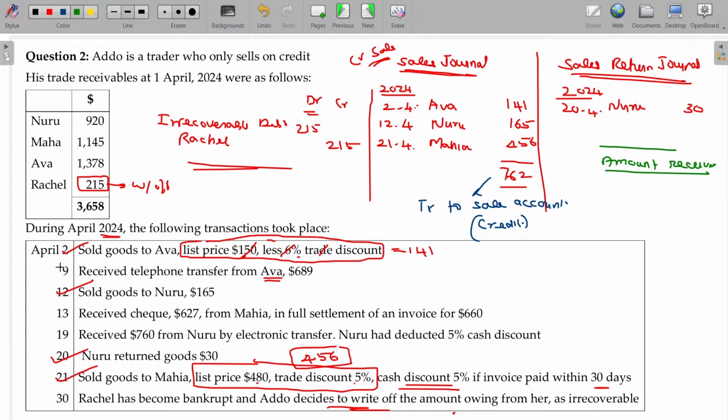From the parties: 9th April, telephone transfer 689. From Ava we received 689. And on 13th, received check 627 from Mahia in full settlement of an invoice of 660. Original value 660, but we received only 627. The difference between these two, 33 rupees, is the discount allowed. Anyhow, how much amount is recovered or received, you have to write only 627. This is the amount received from Mahia.